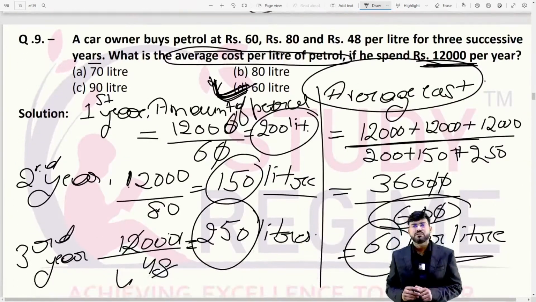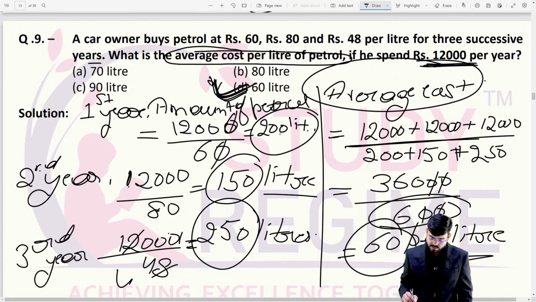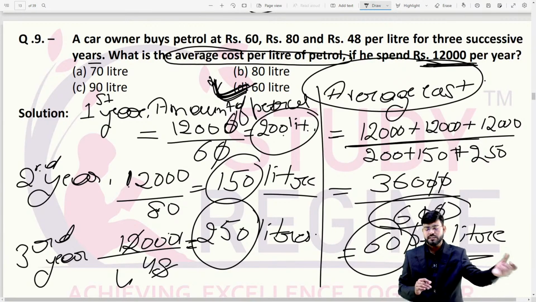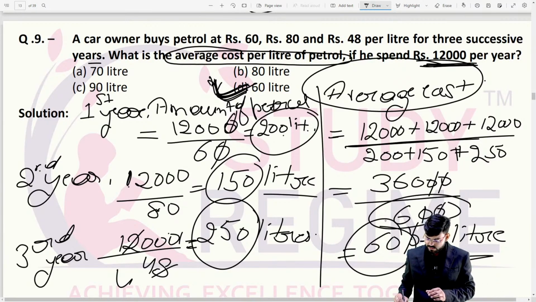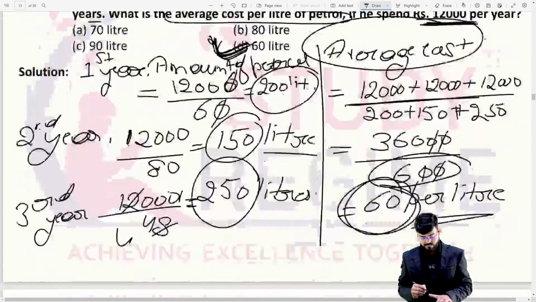Now, for the next question, we have seen that a person is spending 12,000 rupees per year and purchasing some amount of petrol. We have calculated this amount of petrol: 200 liters for the first year, 150 for the second year, and 250 for the third year. So likewise, we have calculated the average cost as 60 rupees per liter.